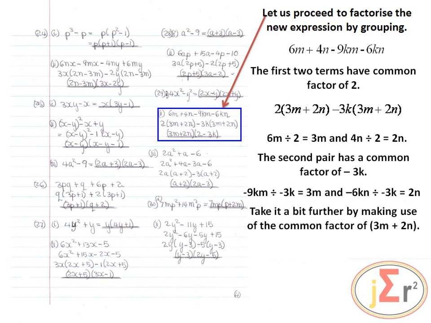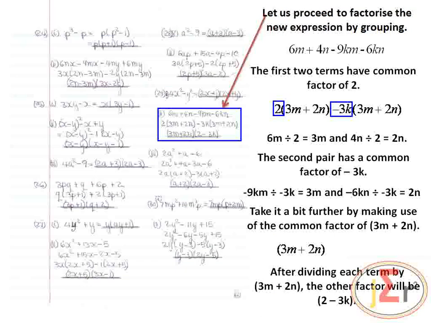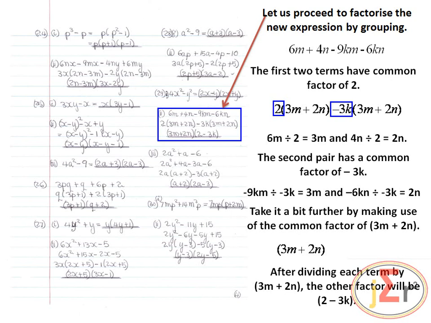We will take our factorization a bit further by taking a common factor of 3m plus 2n. And on this occasion also, we are eliminating the intermediate step, but at the same time we are making mention of it, or giving some indication that the process is actually carried out.